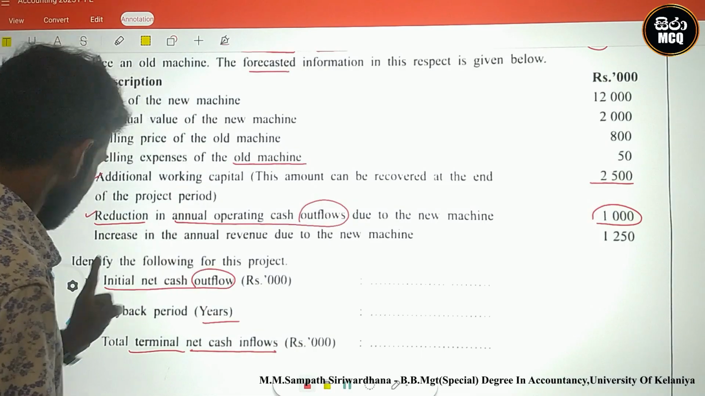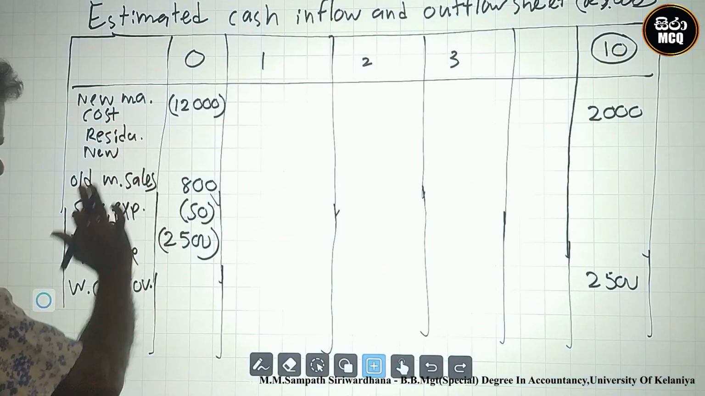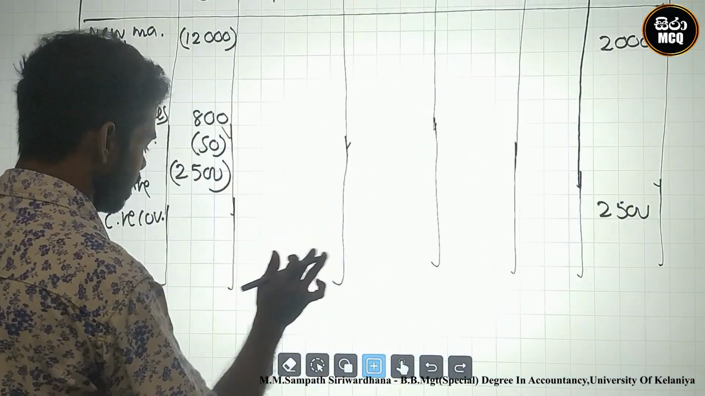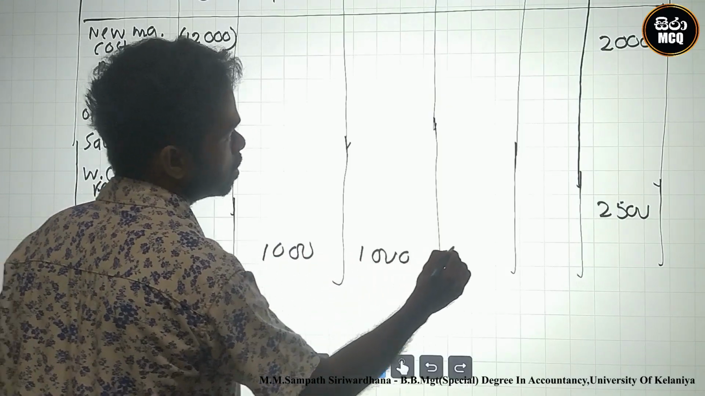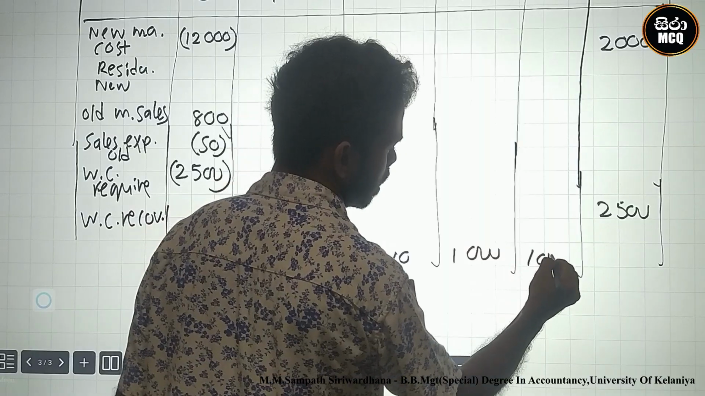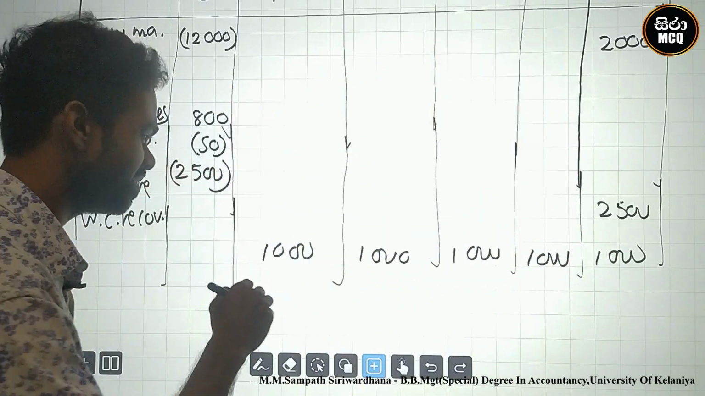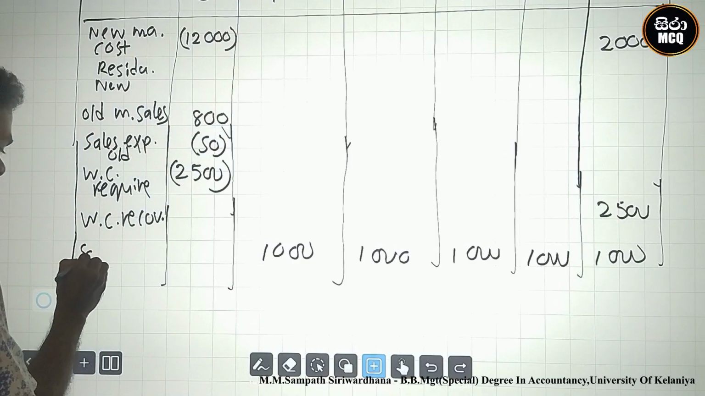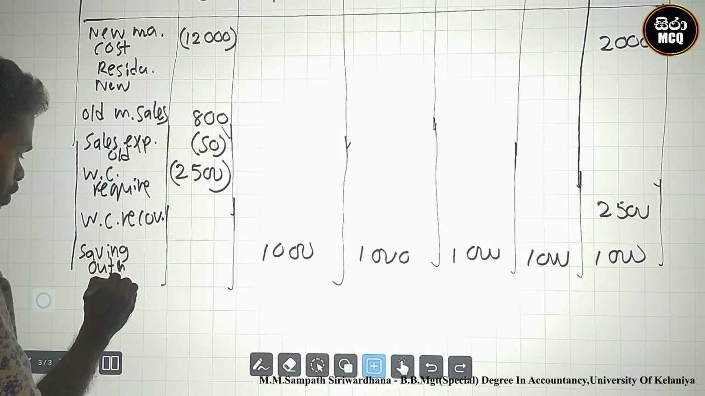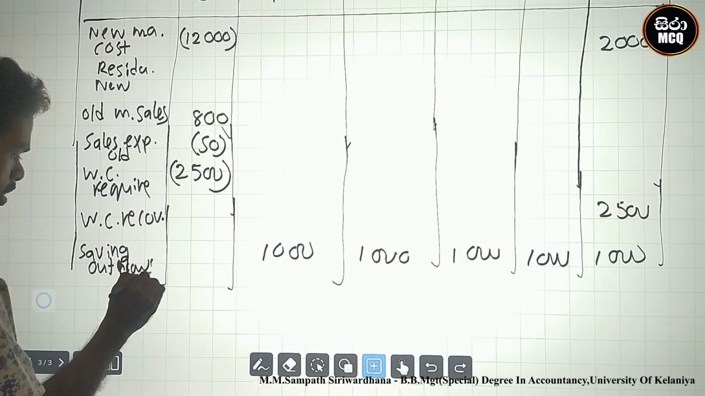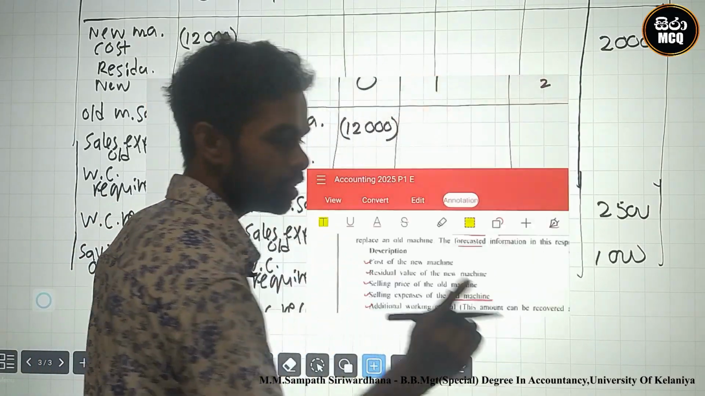Without the 0 year, there is an annual cash inflow of 1000 for all years, and within the 10th year, this is the saving of outflows. This is the workings, no. Next one, don't include this 0 year, no.